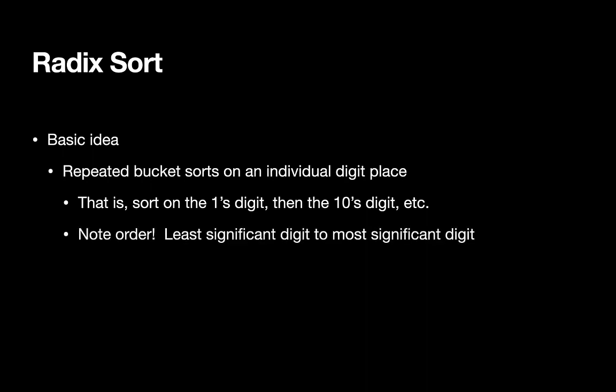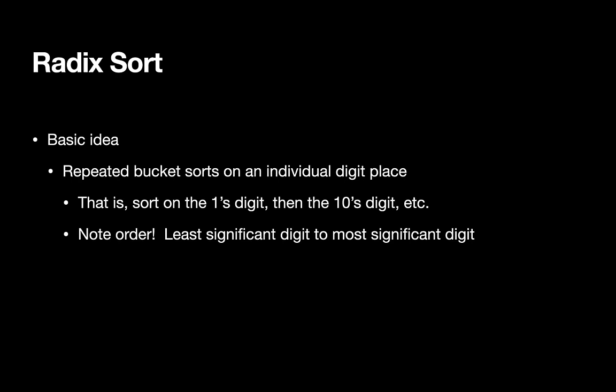Notice the order that we're going to be going through here. We'll be sorting from the least significant digit, the ones digit, first, and then we'll sort based on the tens digit. So basically we're going from right to left through the digits of an integer. This is really important. Basically we'll finish off by sorting on the highest order digit.